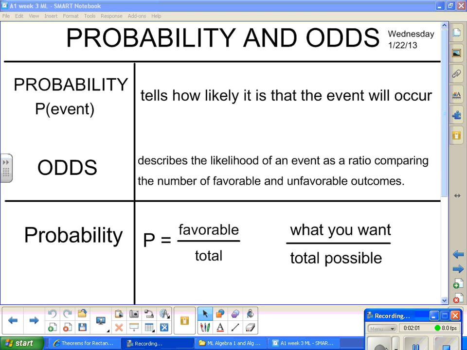There's two different things that we're learning today. The first is the probability. It tells how likely it is that the event will occur, and the odds describes the likelihood of an event as a ratio comparing the number of favorable and unfavorable outcomes.